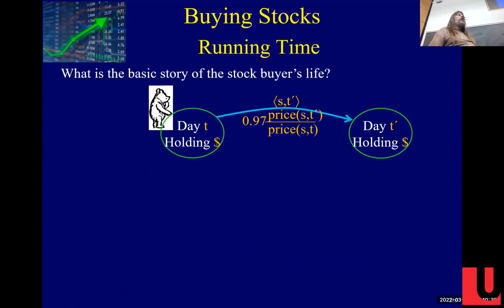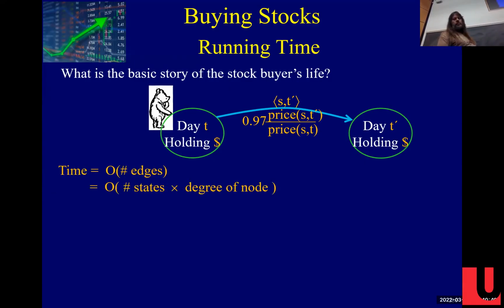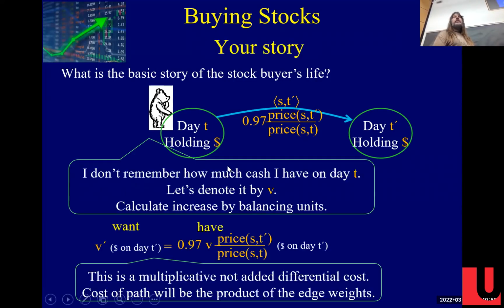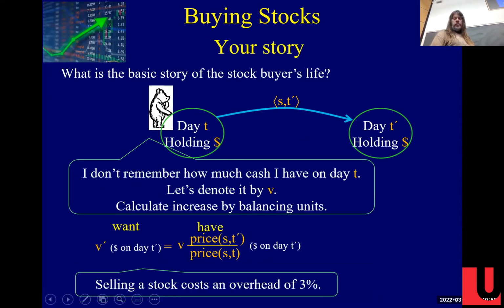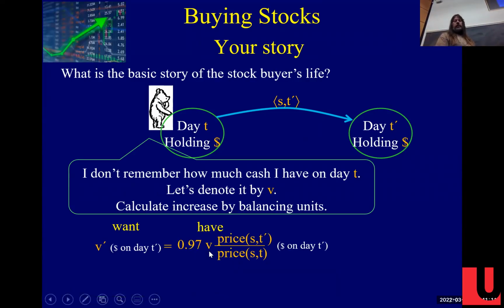And then we can talk about, well, what's the running time of this algorithm? We can say, how many edges are there? Well, it's the number of states times the degree of each node. Oh, the 0.97 is, well, we are losing 3%. Whatever you have, you lose in every transaction. So that's what that is.